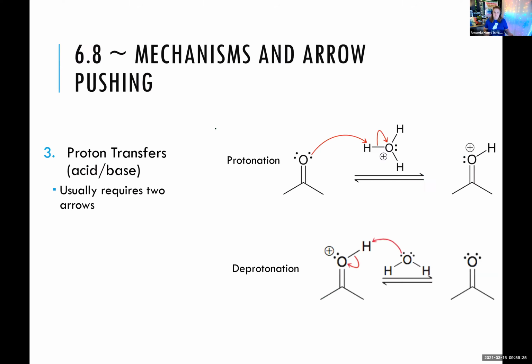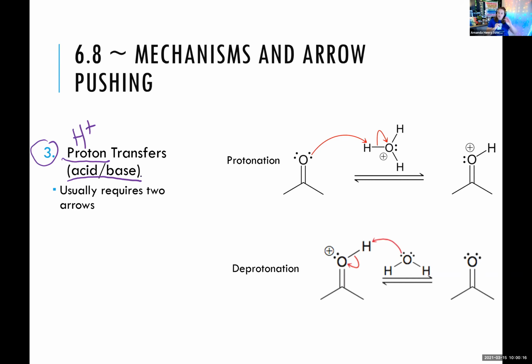Okay, type number 3 is a proton transfer. So remember, when we say proton, that means a hydrogen. So sometimes these will be called proton transfers, sometimes hydrogen transfers. But when we're using the phrase proton, it means a positively charged hydrogen, because that's all a proton is. Doesn't have a neutron, doesn't have an electron. These are technically acid-base reactions because something is being a hydrogen donor, something is being a hydrogen acceptor.